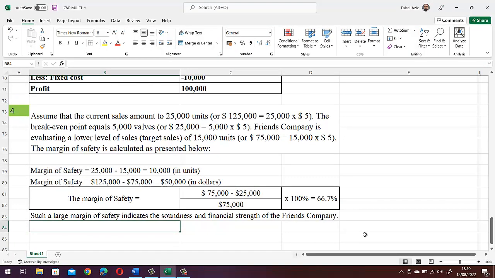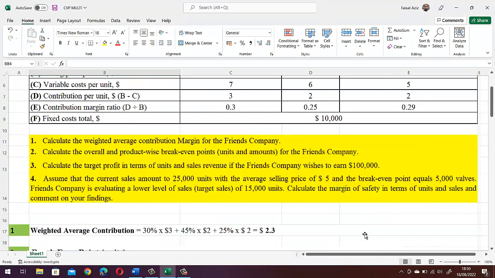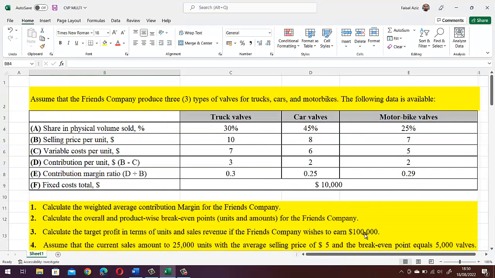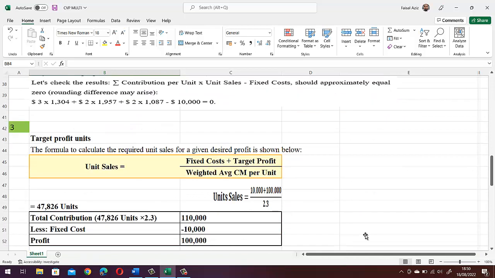of the Friends company. So students, I hope with the help of this example and all the viewers, you would have understood how we can calculate break-even point, target profit, and margin of safety of multiple products using CVP analysis. So that's the end of my video. Thank you very much.